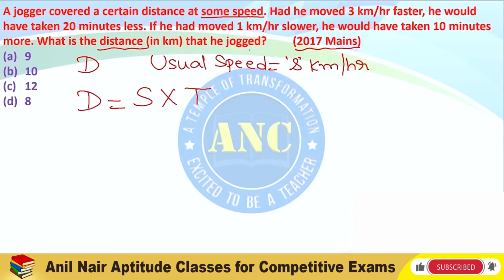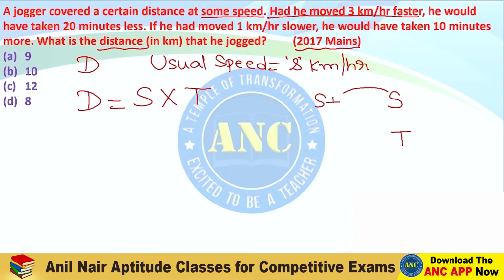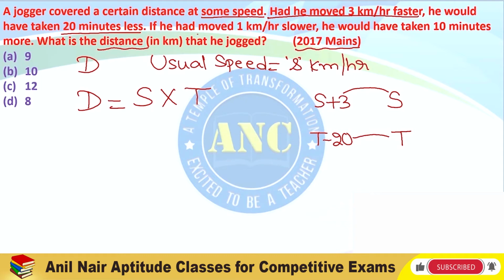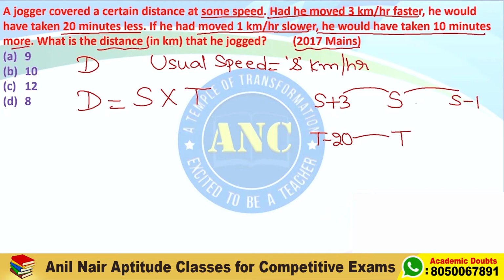What is the question they are saying? Had he moved, suppose the original speed is S kilometers per hour, or the usual speed is S kilometers per hour, and the usual time taken is T hours. If he had traveled 3 kilometers faster, S would have become S plus 3. He would have taken 20 minutes less. T would have become T minus 20 minutes, right? If he had moved at 1 kilometer slower, S would have become S minus 1 kilometer. He would have taken 10 minutes extra or more. T would have become T plus 10 more minutes.